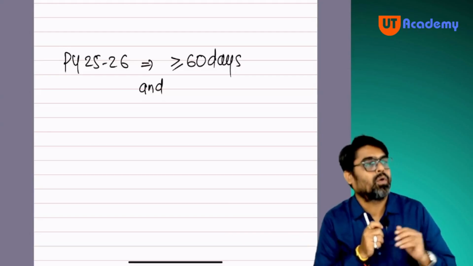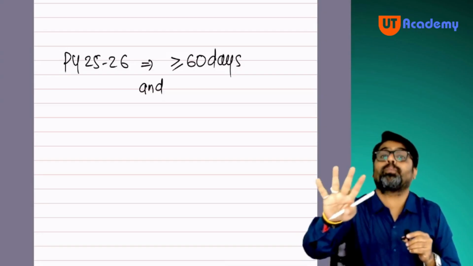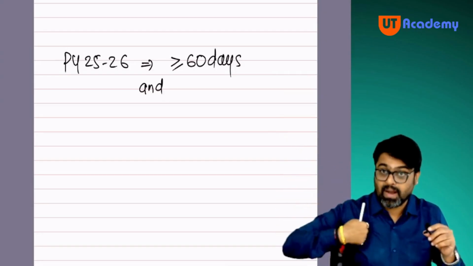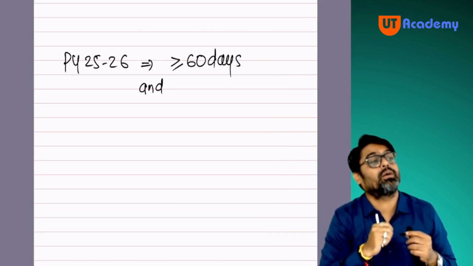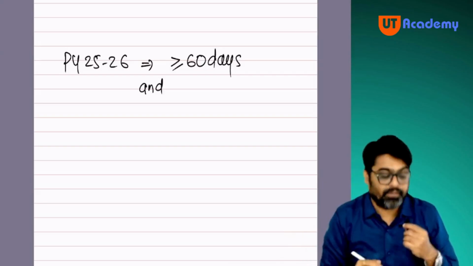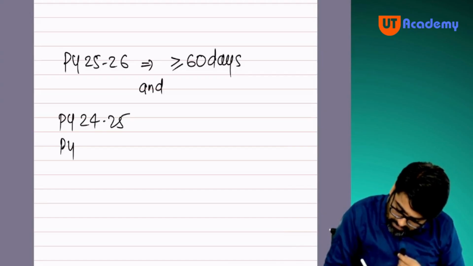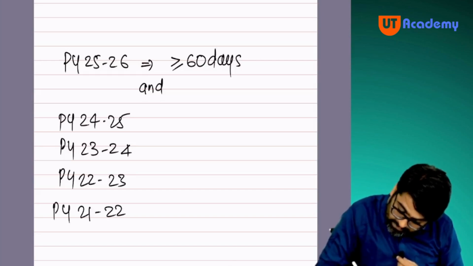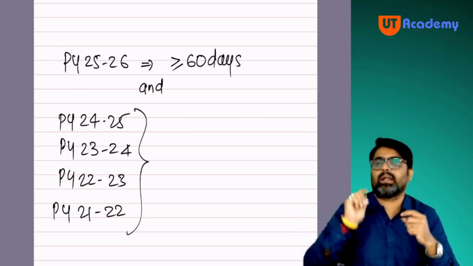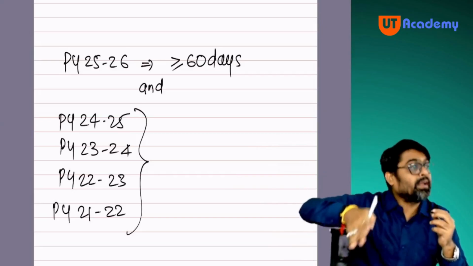And during the last 4 previous years, that means the 4 previous years immediately preceding my previous year. So now I will have to check which are those 4 previous years immediately preceding my previous year. Can I say previous year 24-25, previous year 23-24, previous year 22-23, and previous year 21-22? These are the 4 previous years immediately preceding the relevant previous year 25-26.